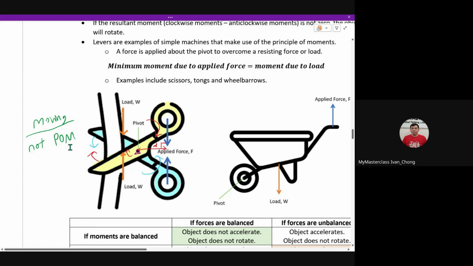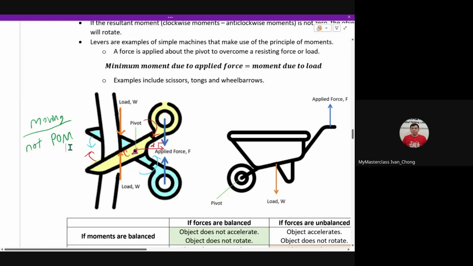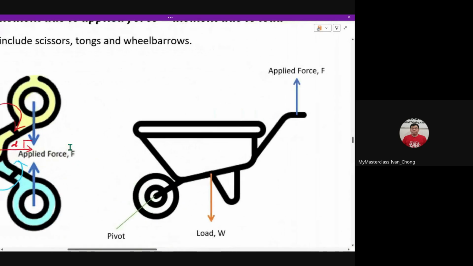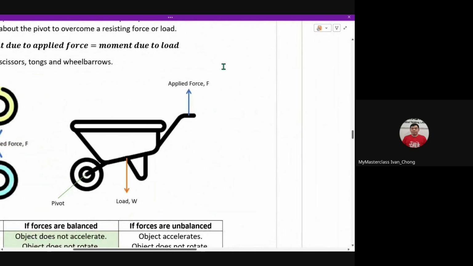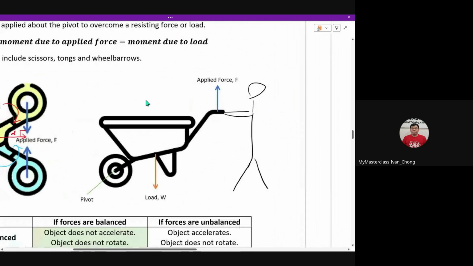Principle of moments must mean that your object is not moving. Okay, which in this case, this one is not moving. So you can just imagine you standing here, holding it up. Okay, so what happens is, where's my pivot? Pivot is right over here. This is my pivot, and each and every one of them will have their own perpendicular distance.